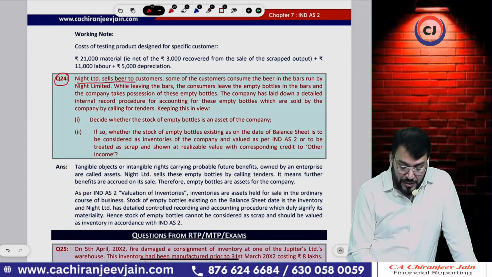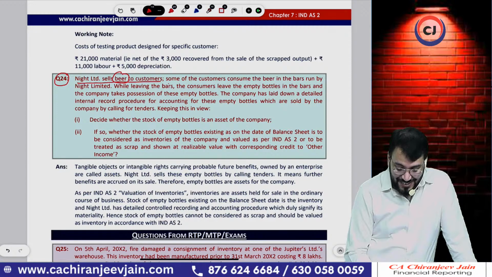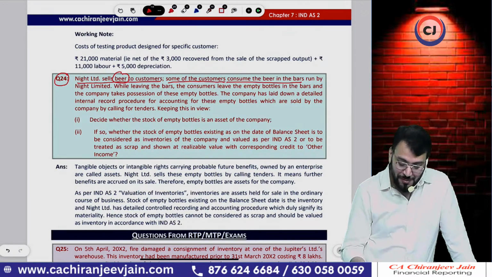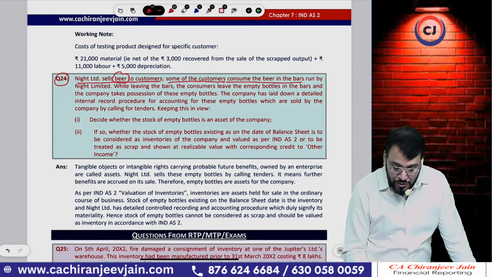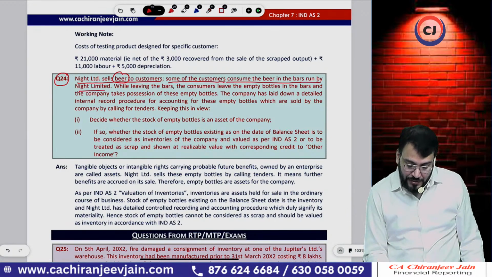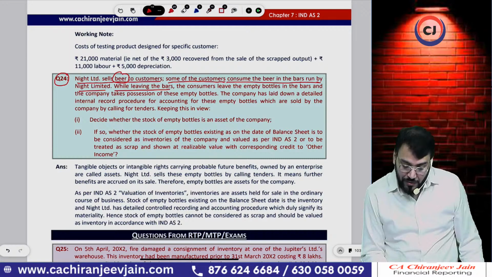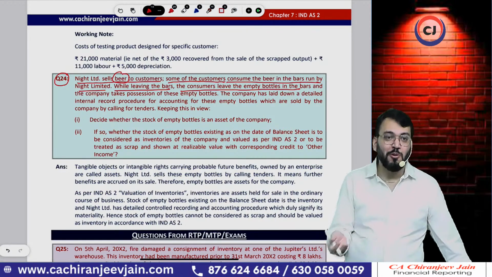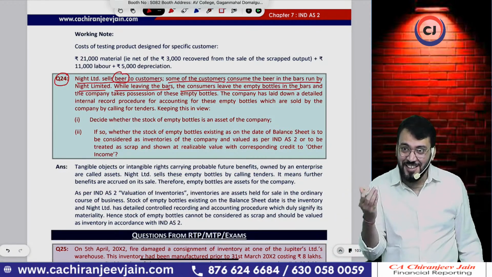Night Limited sells beer to customers. You know beer? Very good. Some of the customers consume the beer in the bar run by Night Limited. While leaving the bar, the consumer leaves the empty bottle in the bar. Of course, we'll leave only. We'll not take it to our home.